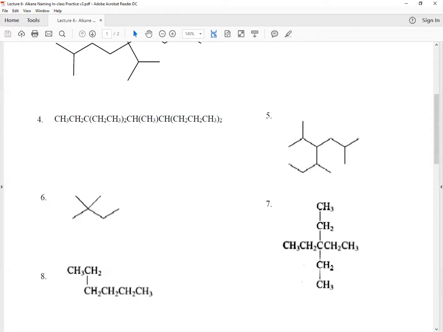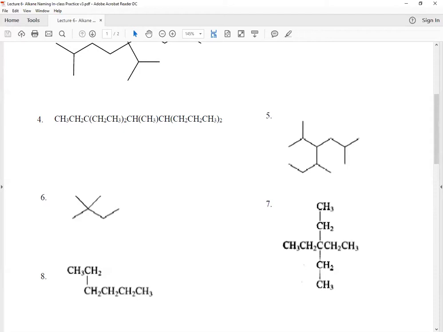Okay. Number 6 is significantly shorter, right? 1, 2, 3. Well, that's not going to work. 1, 2, 3, 4. You can pick any one of these three as carbon number 1, right? Either way, you're going to get the same answer, so long as you pick one of those three.